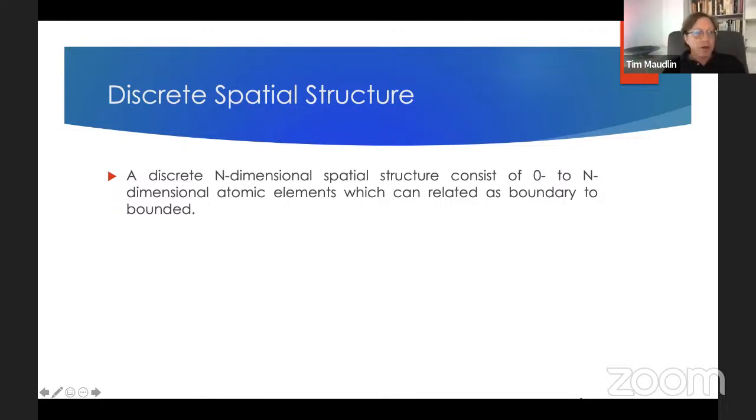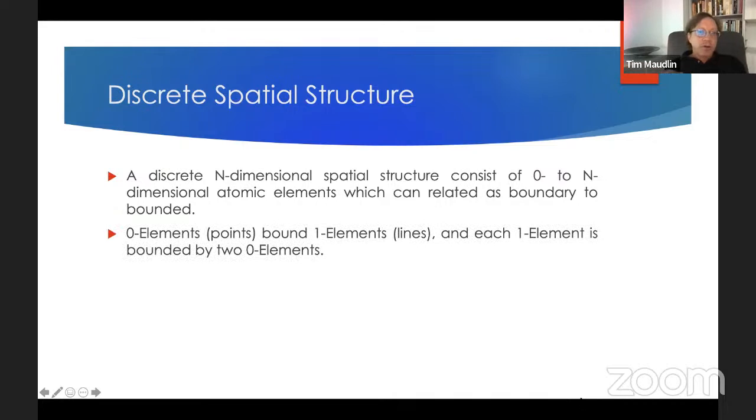We have no need to go beyond 3 spatial dimensions. And these various elements are related to one another as bounded to boundary: every one element has a pair of 0 elements as their boundary, for example. So you just would indicate the whole thing by incidence matrices that tell you which n elements bound which n plus 1 elements. That'll give you the whole structure.